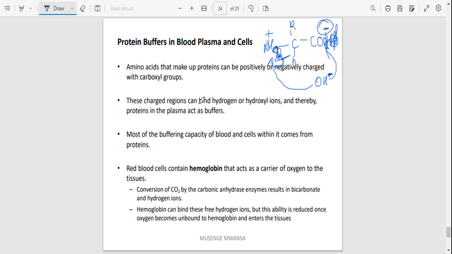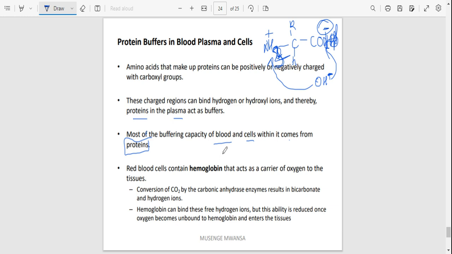So these charged regions can bind hydrogen or hydroxyl. These are the charged regions, this region and this region. That is going to make proteins act as plasma buffers, right? Most of the buffering capacity of blood and cells within it comes from protein. That is for blood and cells. Most of the buffering is going to come from proteins. We're going to see there are some other buffering systems that are found in blood, but mostly these are the ones we're going to see.